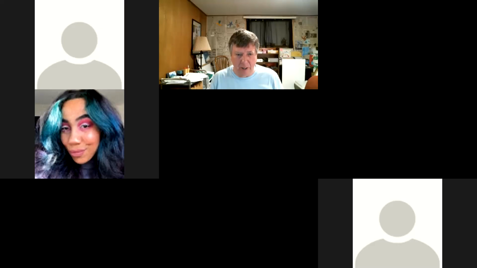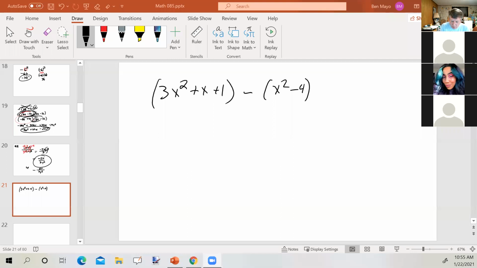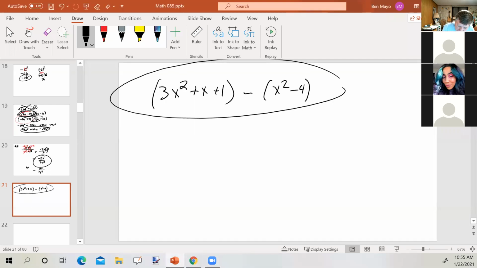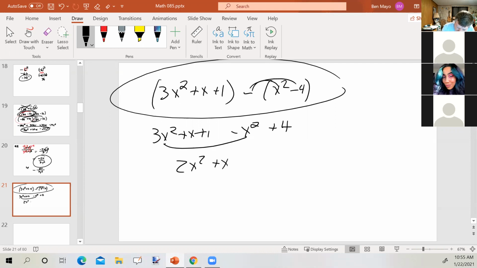Okay. So basically, this problem becomes 3x squared plus x plus 1 minus x squared plus 4. Combining like terms, 2x squared plus x plus 5. And that would be inches. Any questions there?